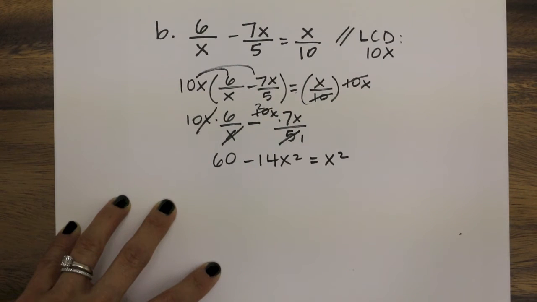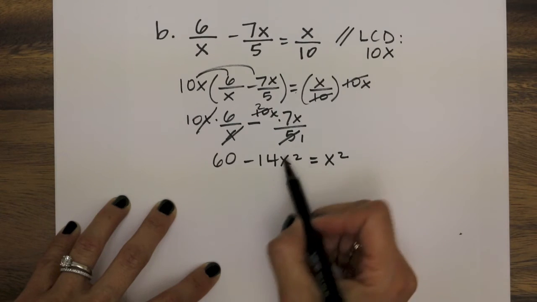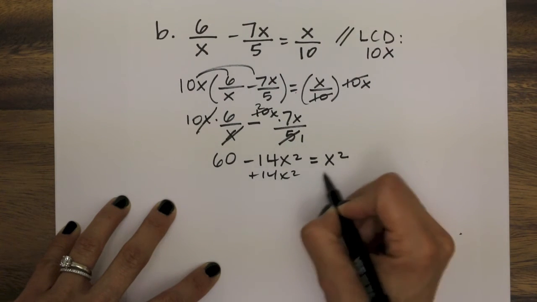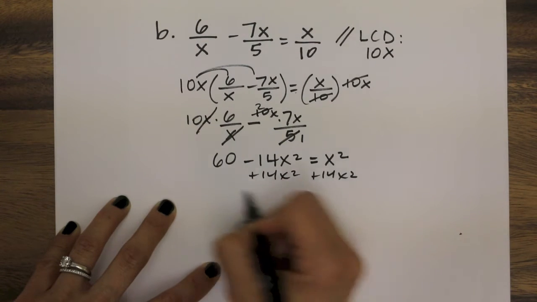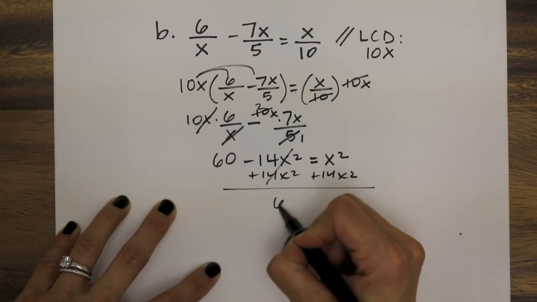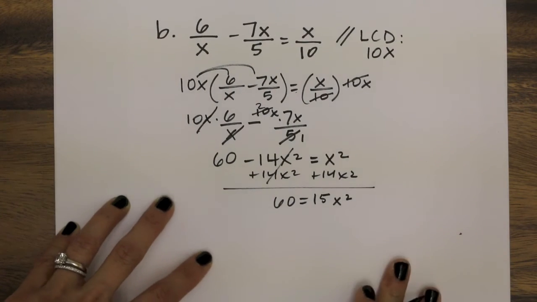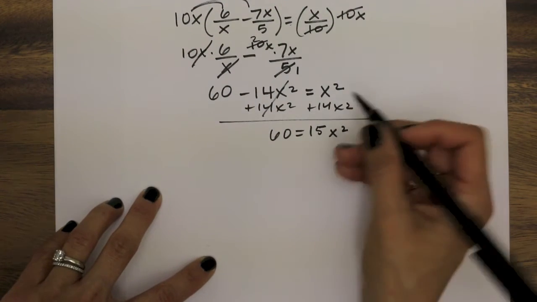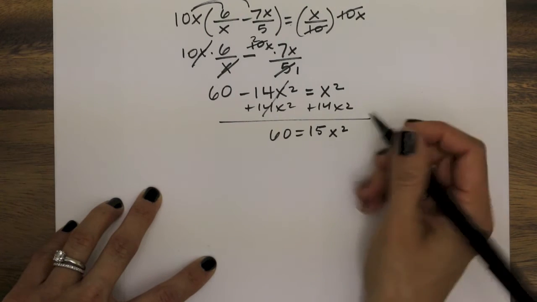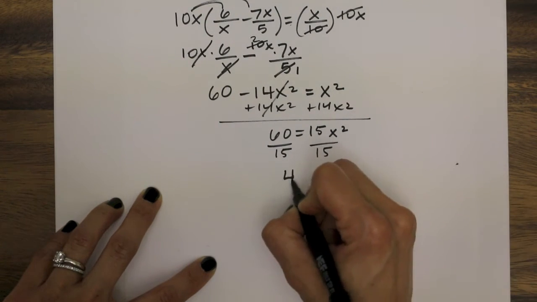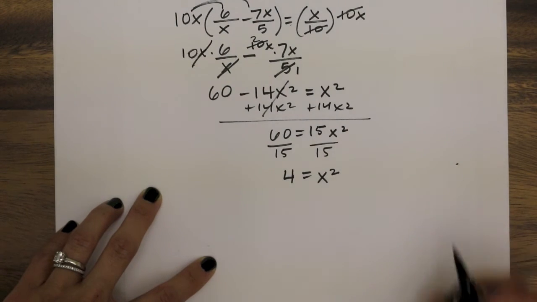Once you get to this point, you solve it like a regular equation. So what we'll do is we'll move the x squareds to the same side. We'll add 14x squared to the right side. So you get 60 equals, and that makes 15x squared total. Divide both sides by 15. So you get 4 equals x squared.